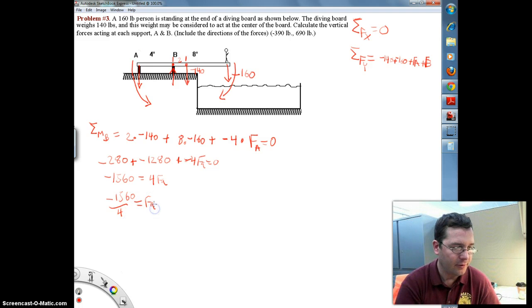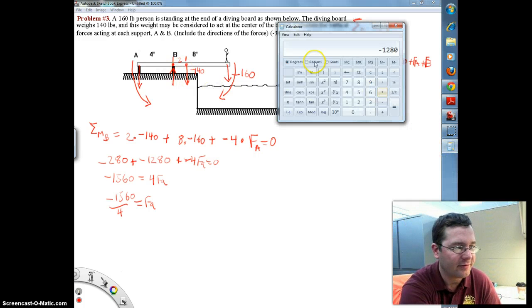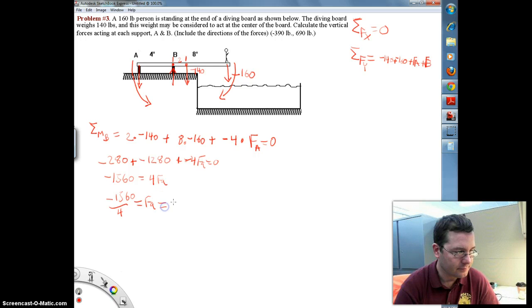And you'll notice that it's going to be a negative number, which is a good thing because that reflects the nature of column A as being in tension. So 1560 negative divided by 4 is negative 390 pounds. So what does that mean? That means that column A is pulling down with 390 pounds.